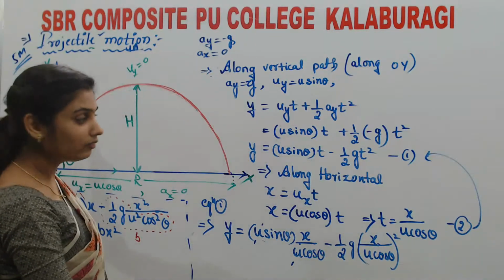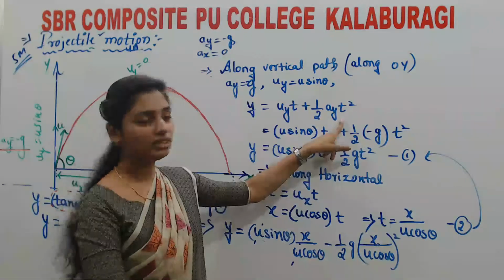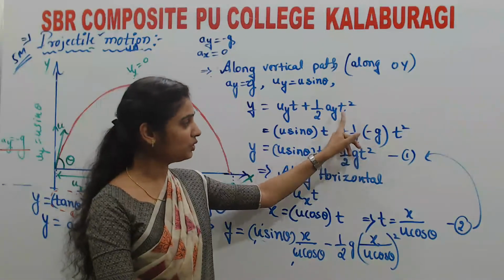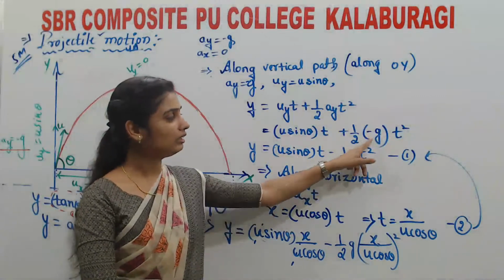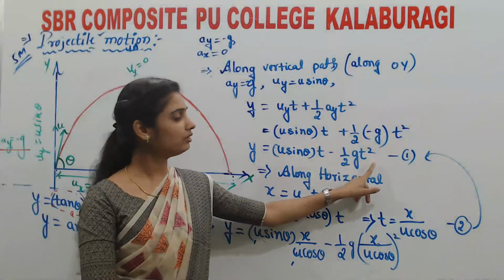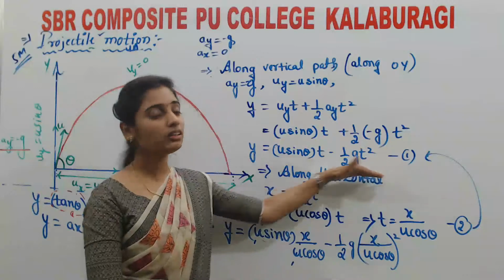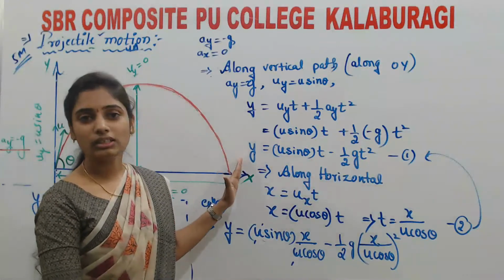Here it is given as vertical. Y is nothing but vertical acceleration is minus g and t square as it is. Now, so u sin theta into t, take this minus here, minus half g t square, take it as equation 1. So here we are done with vertical motion.